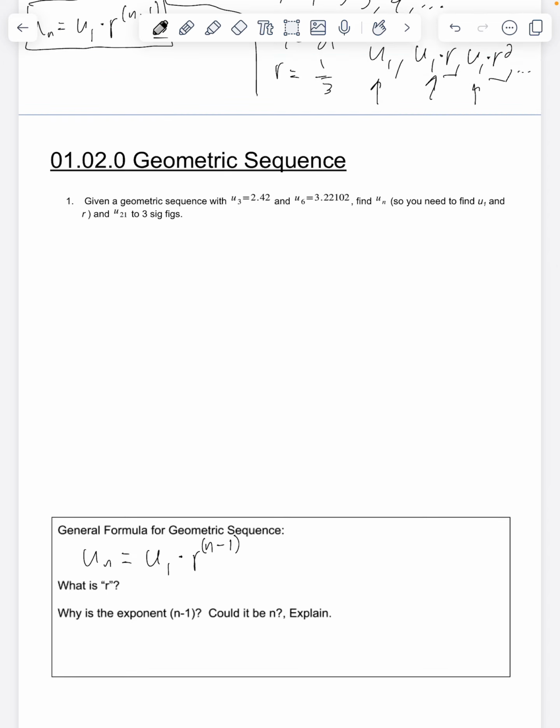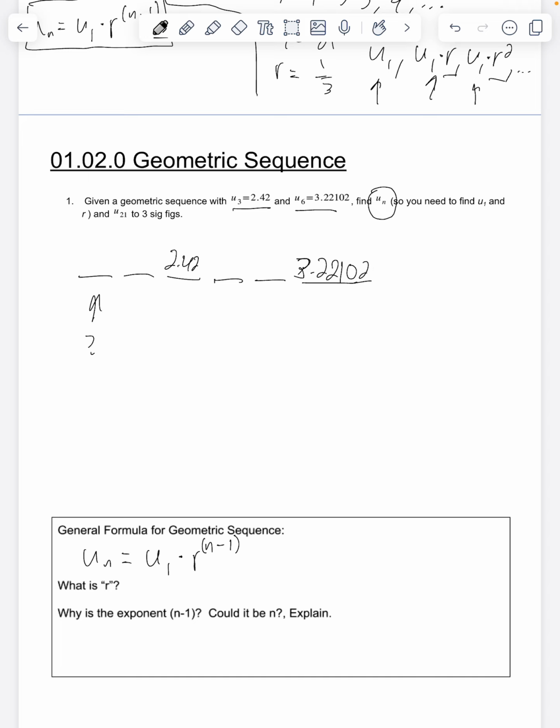So here, they want us to find the formula for un. They give us the third term, and they also give us the sixth term. So the way I like to think about this is we have 1, 2, 3. The third term is 2.42. Then 4, 5. The sixth term is 3.22102.